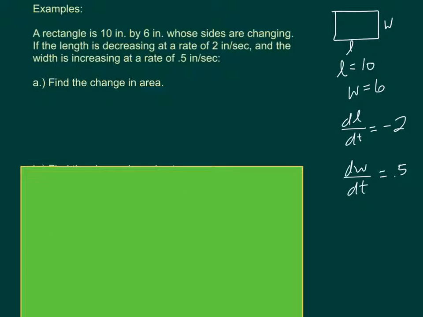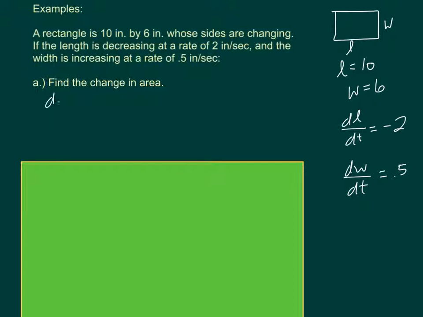Again, let's find the change in area. Well, we just did that. We know that when I take the derivative of that, I get the change in area was the length times the change in width plus the width times the change in length. Same idea, same formula, same derivative. We just have different values to plug in for this one.